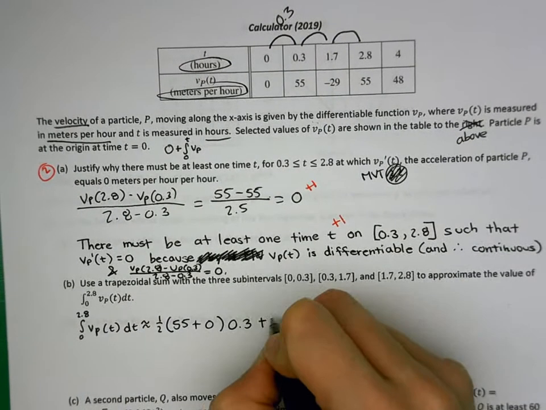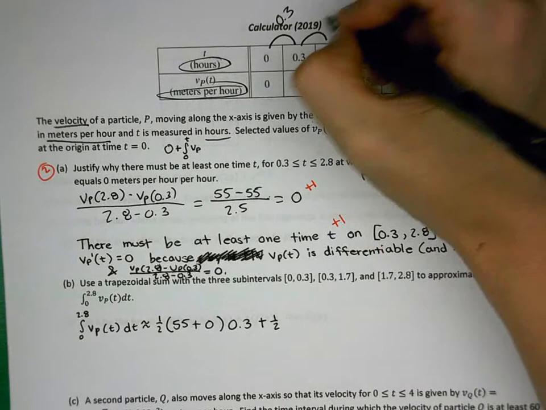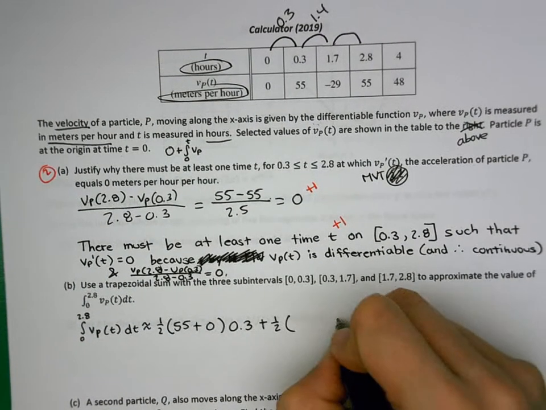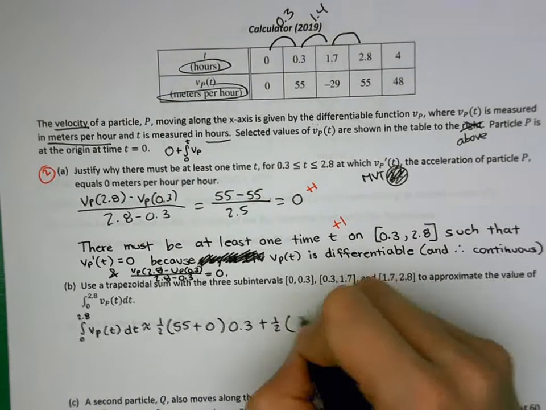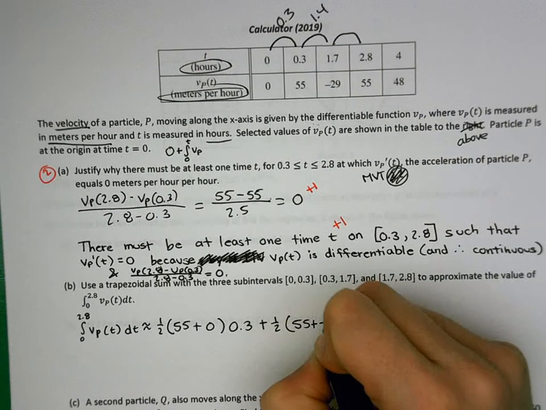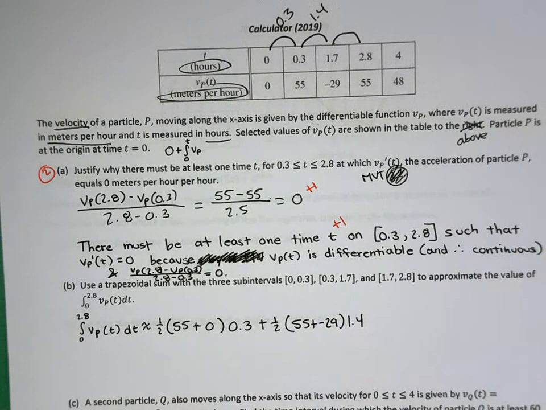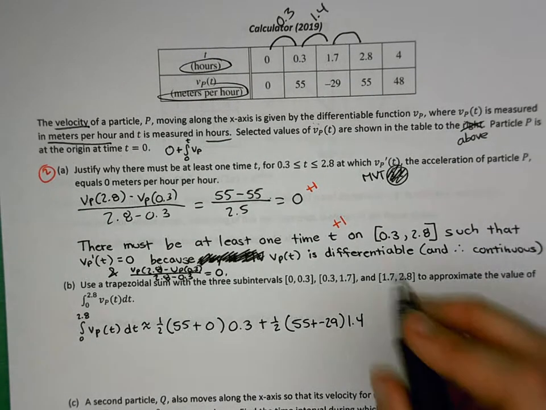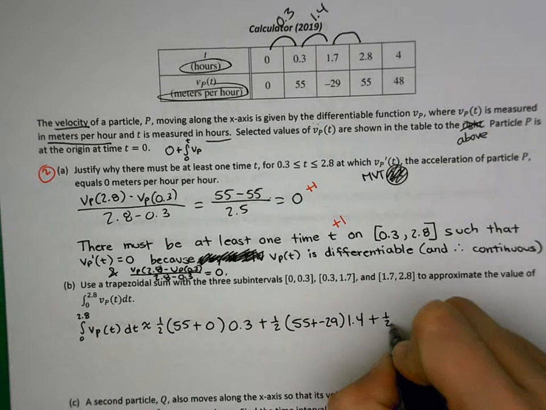And then you repeat that process, 1/2. This change here is a change of 1.4. And we use both the 55 and the negative 29. And we do leave this one as negative 29 because there's no absolute value bars here. But if we did have absolute value bars, then you'd want to make sure that was positive. And then last one, 1/2 change.